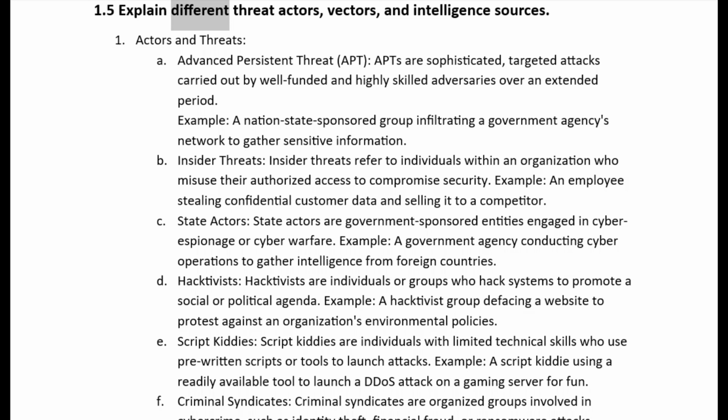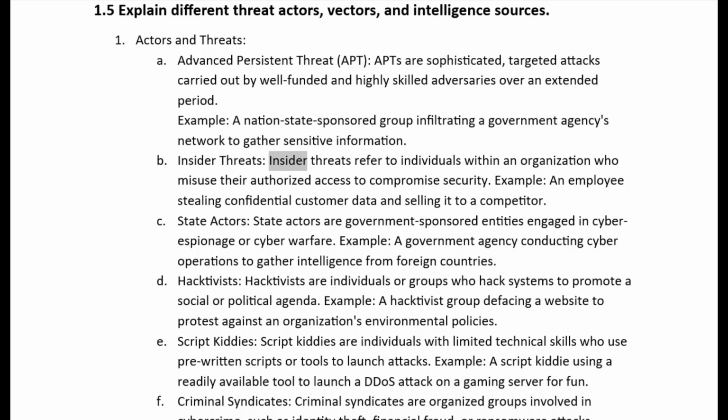1.5 Explain different threat actors, vectors, and intelligence sources. Actors and threats. Advanced Persistent Threats (APTs) are sophisticated, targeted attacks carried out by well-funded and highly skilled adversaries over an extended period. Example: a nation-state-sponsored group infiltrating a government agency's network to gather sensitive information.